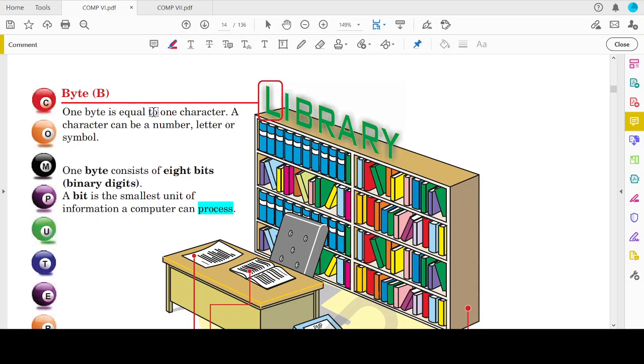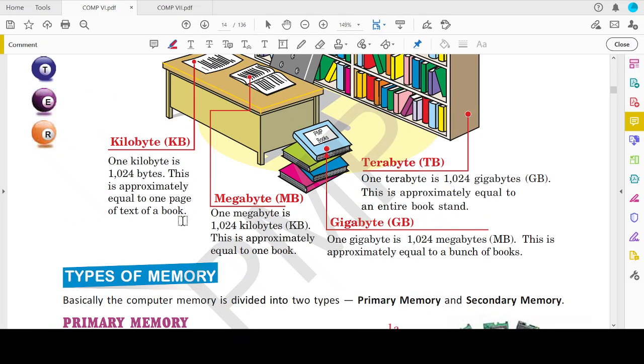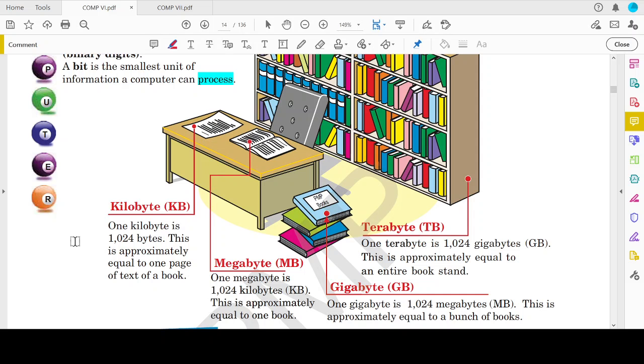See, 1 byte is equal to 1 character. You know, so 8 bits equal 1 character. A character can be a number, letter, or a symbol. So if you write a symbol, you are using 8 bits. If you are writing a letter, you are using 8 bits. That is 1 byte. 1 byte consists of 8 bits. A bit is the smallest unit of information a computer can process. 1 kilobyte is 1024 bytes. This is approximately equal to 1 page of a textbook. So 1 page, 1 kilobyte, that is 1024 bytes.